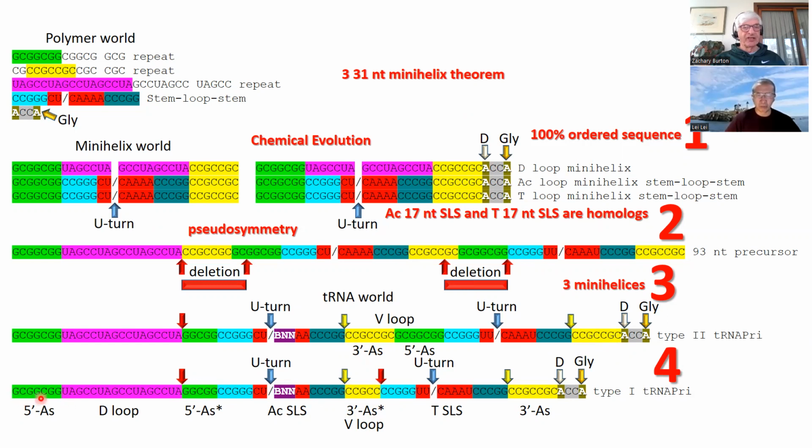So this is a fragment of a 3' acceptor stem, and this is a fragment of a 5' acceptor stem. So there are really 4 points that I want to make about this theorem. The first point is that this is based on a 100% ordered sequence. That is to say 100% RNA repeats and inverted repeats. So this is a repeat, GCG, that's a CGC repeat, that's a UAGCC repeat, that's a stem loop stem, that's an inverted repeat.